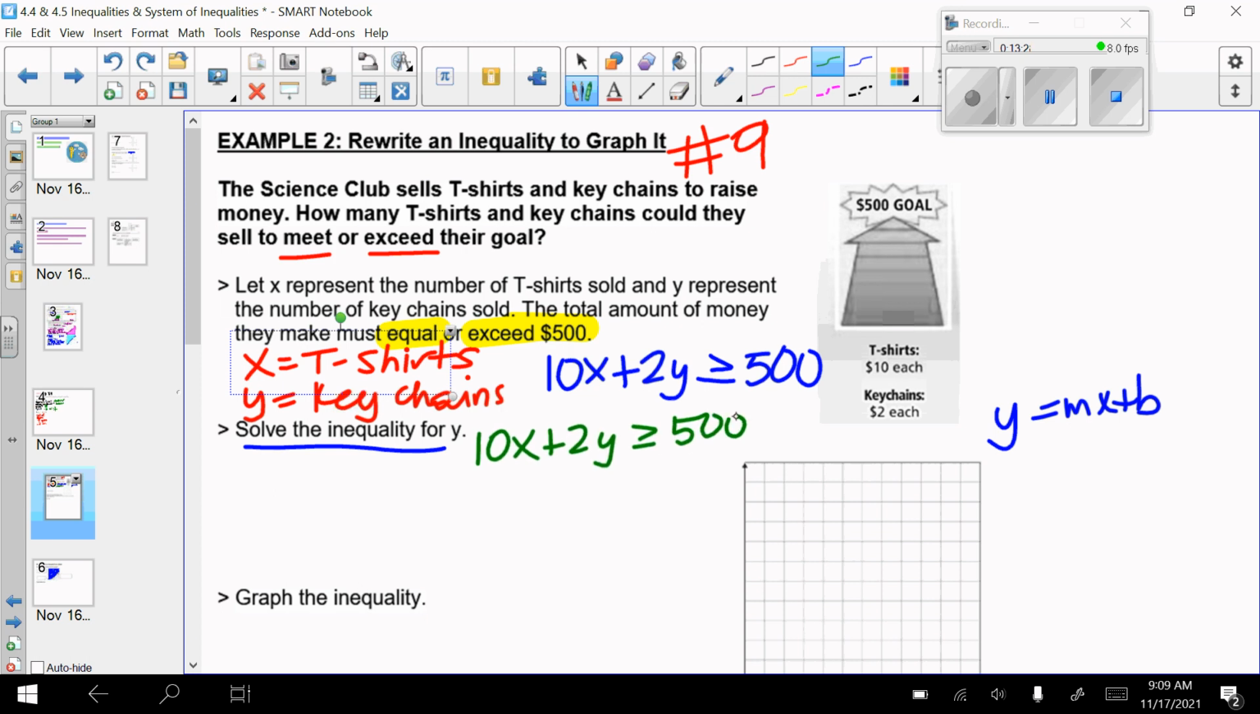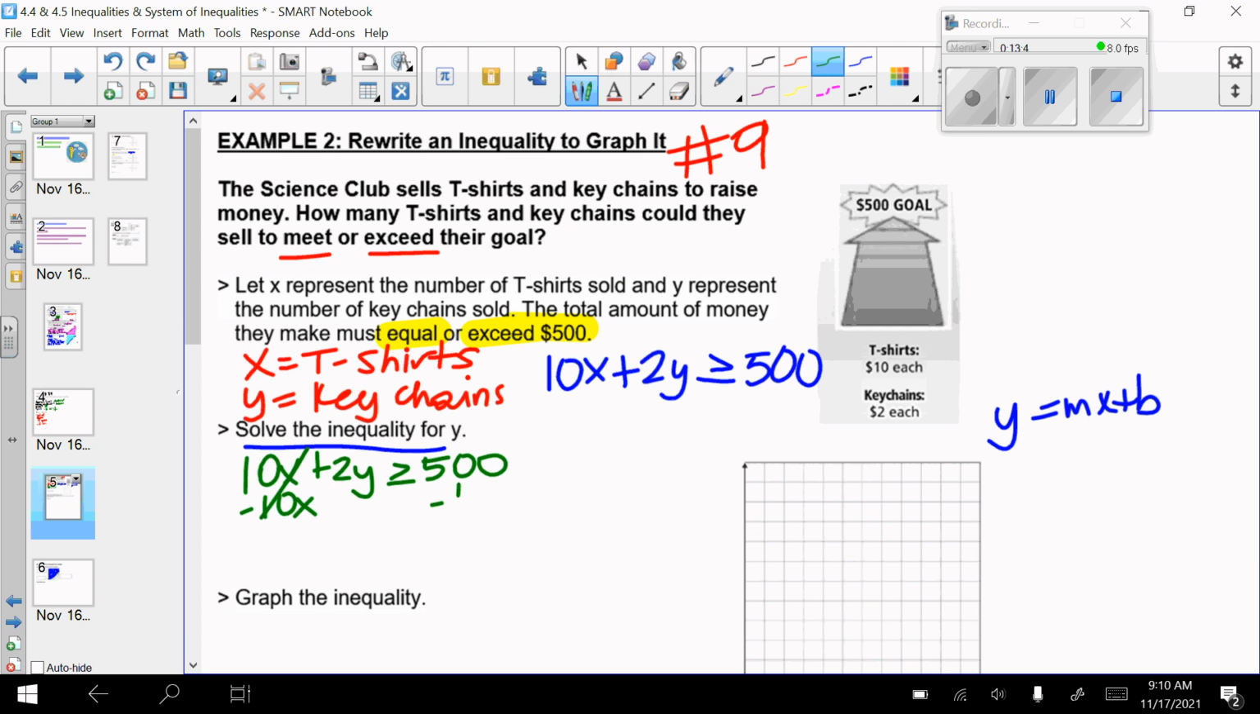And so how do I get the y by itself? What do I first need to do? Rewrite it over here. Yeah, let's subtract the 10x, right? That would be the best thing. So subtract the 10x, and what I do to one side, perfect. And I'm left with 2y is greater than or equal to negative 10x plus 500. I can't combine those. They're not like terms.